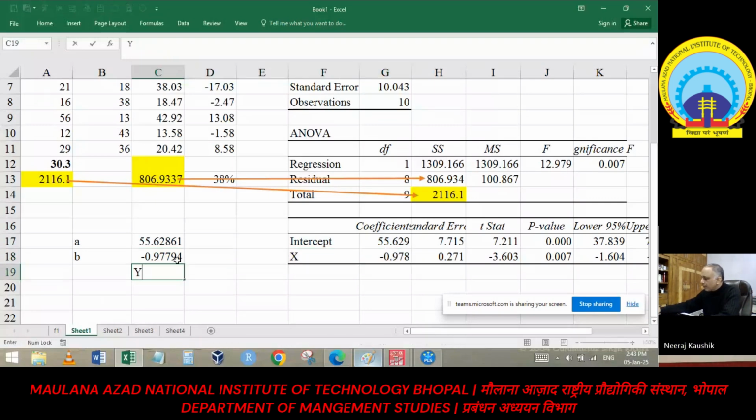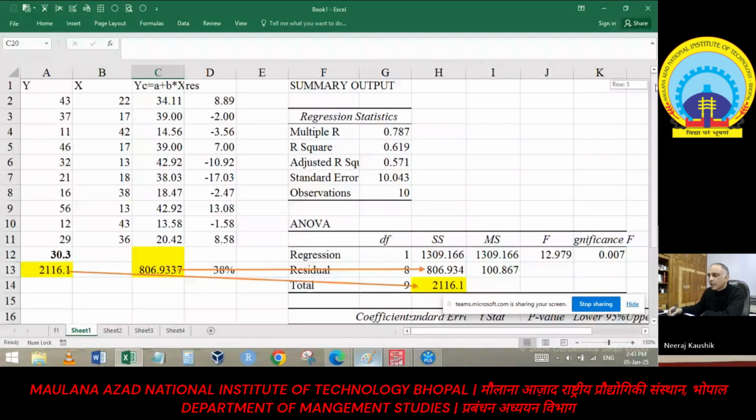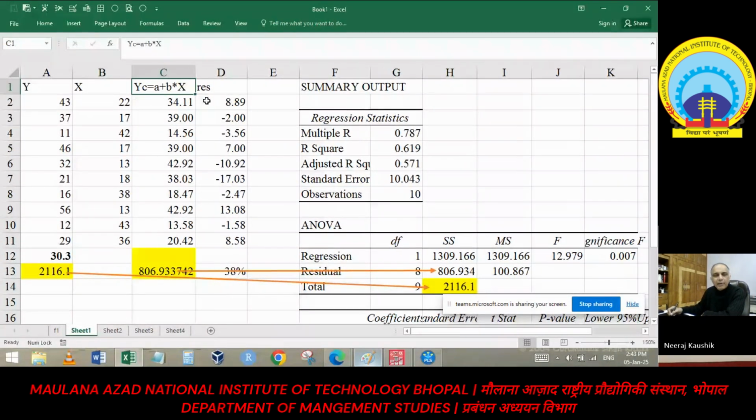Y is equal to 56.62 minus 0.9779 into X. This is used to write the regression equation. After this, I wrote this regression equation, which becomes the YC regression equation. How much is the gap between the two? Residual. Now tell me one thing: are residuals good or bad? Is a higher value of residual good or is a lower value of residual good?